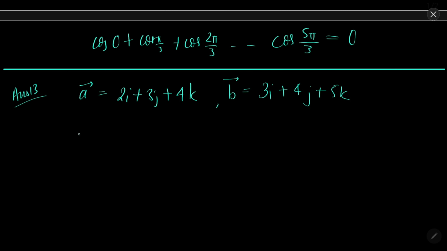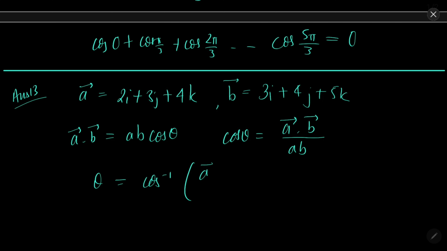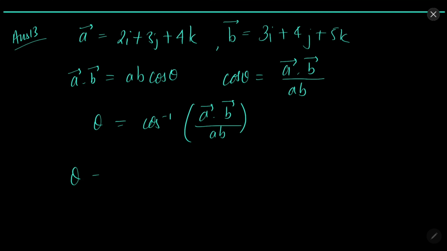So by dot product we know that a dot b is ab cos theta. So cos theta will be a dot b over ab, and theta will be cos inverse of a vector dot b vector over ab. So once you put all the values, a dot b will have i into i, j into j and k into k.